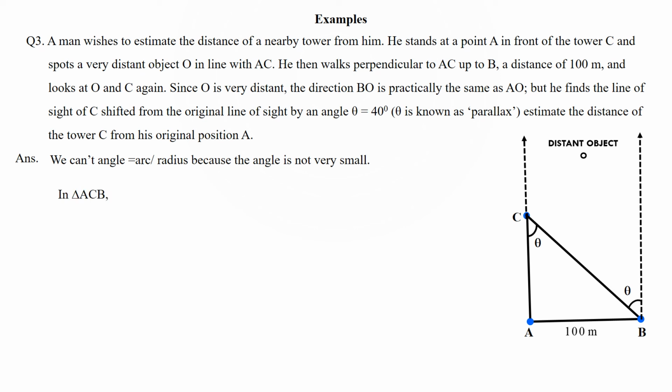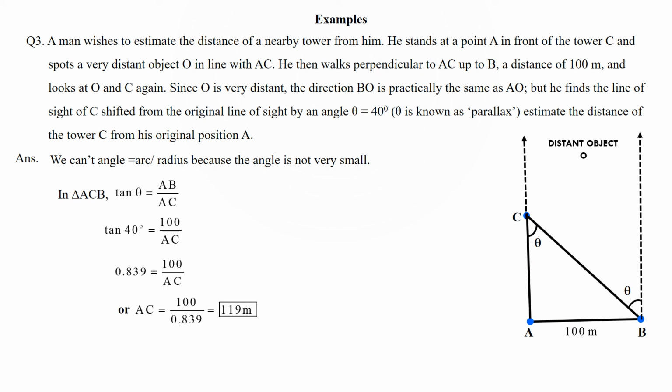Now in triangle ACB, tan theta is equal to AB by AC. So we can use tan 40 equals AB, that is 100, by AC, which we need to find. So tan 40 is 0.839. Okay, so we get AC is equal to 119 meters.